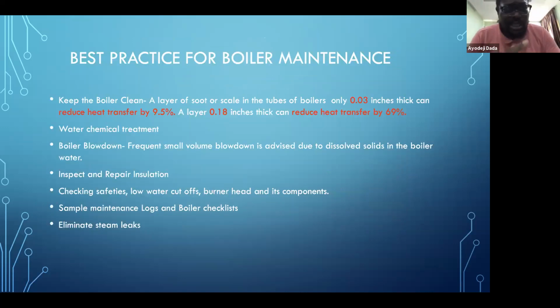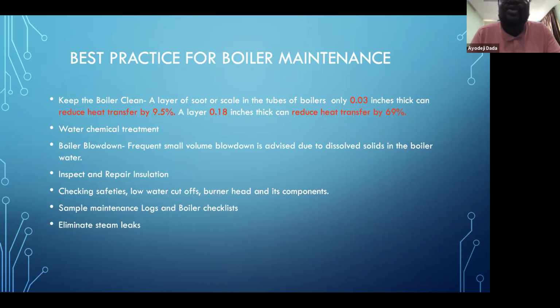I want to also talk a little bit about best practice for boiler maintenance. I'm sure my senior colleagues have also mentioned some things, but I just want to point out some data. By cleaning the soot, by cleaning the boiler tubes regularly, you could save your boiler some headaches. With only 0.03 of an inch thick soot, you can reduce your heat transfer by 9.5%.